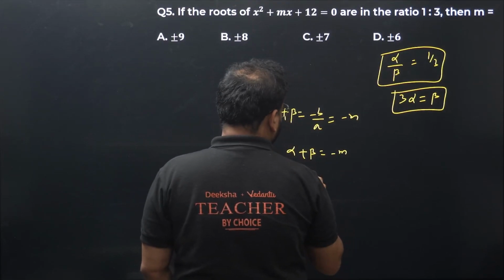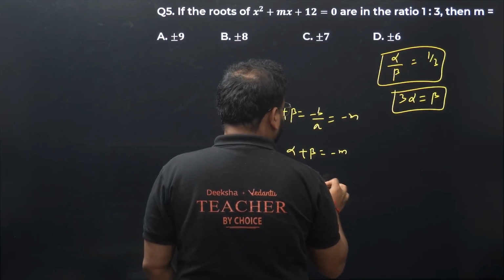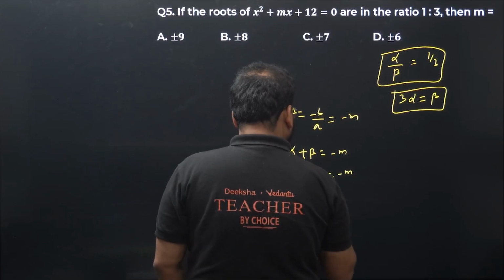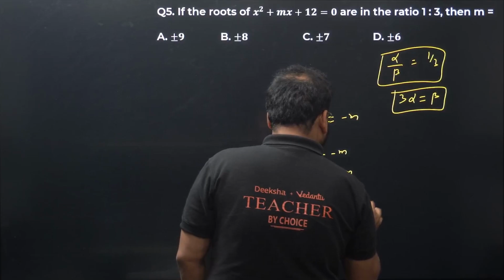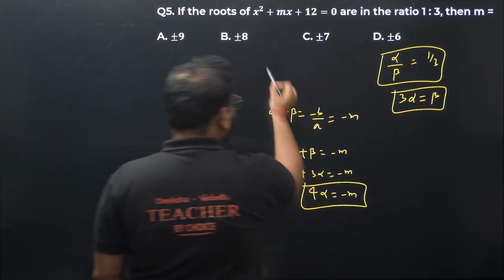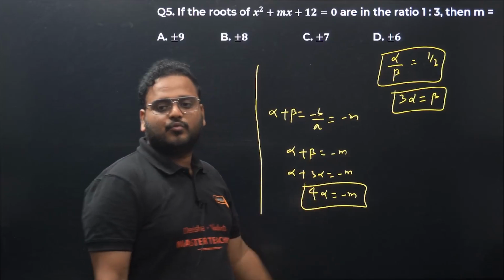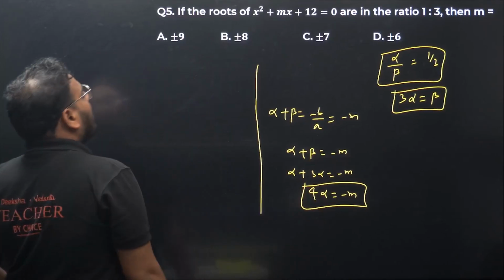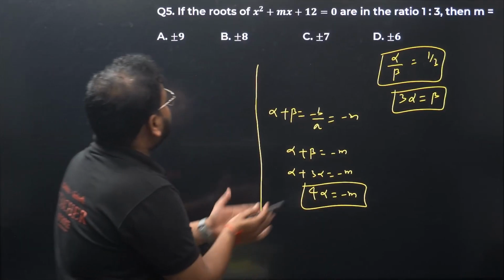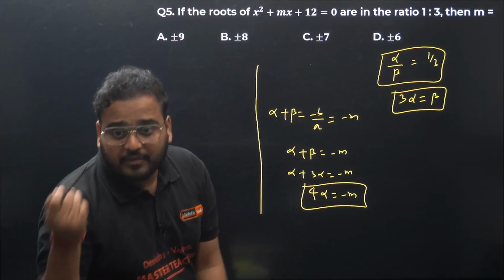It means alpha plus 3 alpha is minus m. So 4 alpha is minus m, correct? I've written beta as 3 alpha. So 4 alpha is minus m. Alright, what next? We have to use the product formula.